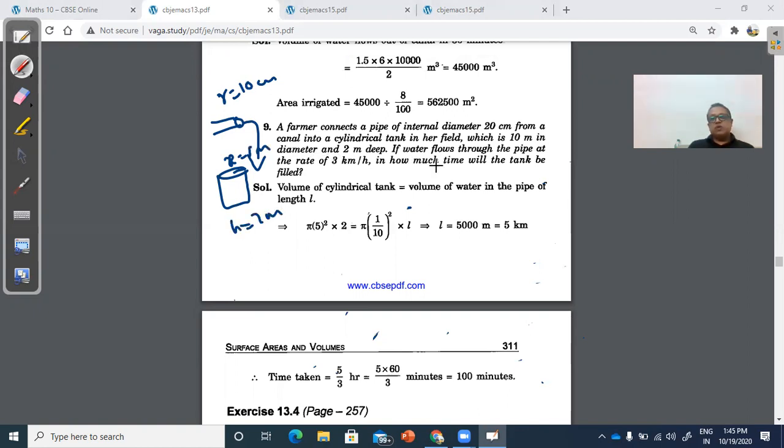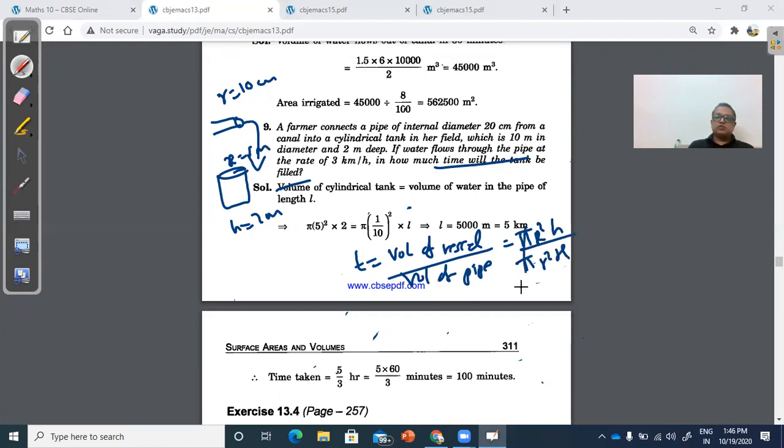Question is, how much time will the tank take to fill? So time, you can note down this, time is always equal to volume of vessel by volume of the pipe. So pipe and vessel both are cylinders, but the heights are different. So pi r square h divided by pi r square h. So pi is going to get cancelled. So the vessel is going to have a radius of 5. So that's going to be 5 into 5 into height is 2 divided by r square h.